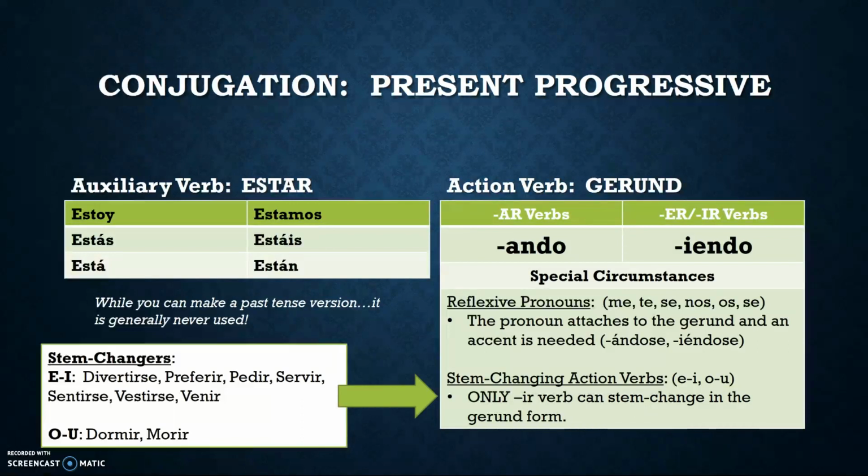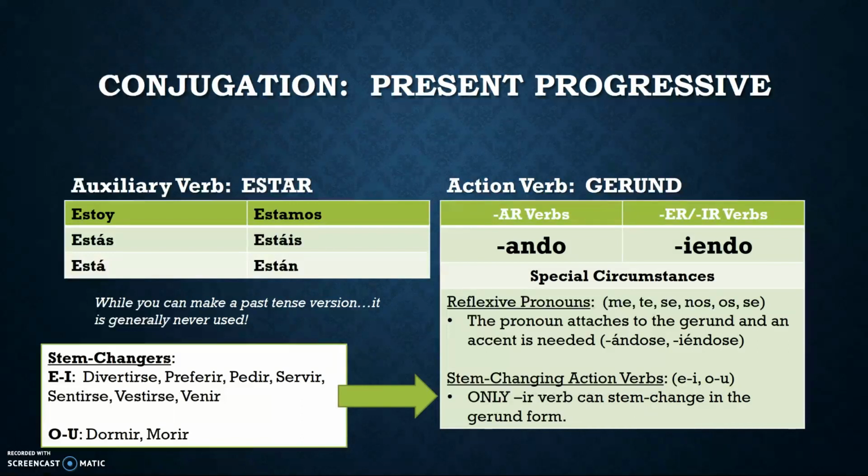Stem changers are the other circumstance that we have to look out for. In the gerund form, most stem changers don't happen. Most stem changers like pensar and poder and almorzar, they do not vowel change. They just drop their AR, ER, IR, and they get their gerund ending.